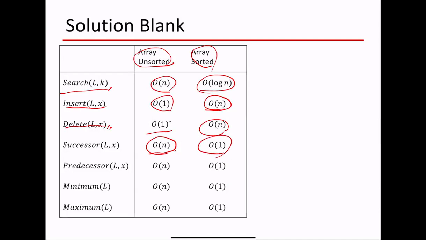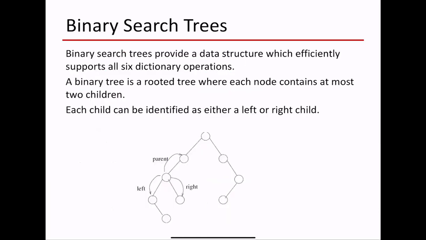And successor: because it is unsorted, I have to find the successor. When it is sorted, I can instantly find it. Then predecessor, same. For a value, I have to find the exact value by checking all the values. The minimum I have to run through, and the maximum I have to run through. In a sorted array, I can instantly know. Okay, let's move on to BST, binary search tree.